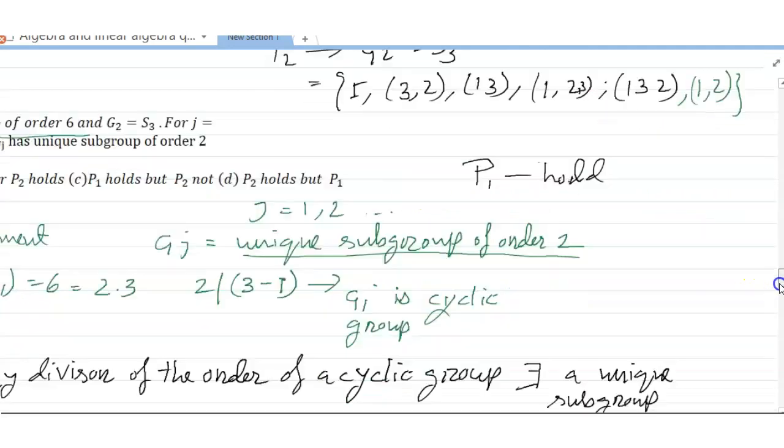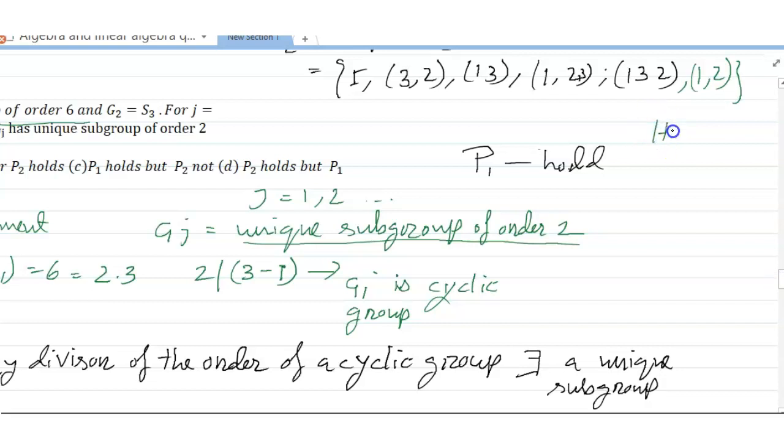Subgroups of the S3 are H1, H2 and H3. H1 is I comma 1 2. H2 is I comma 1 3, and H3 is I comma 2 3.